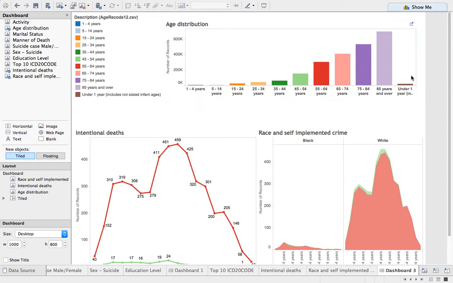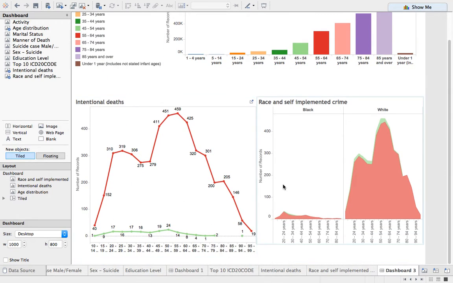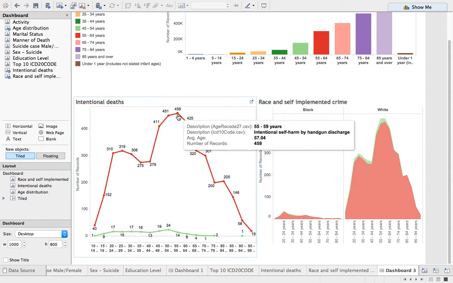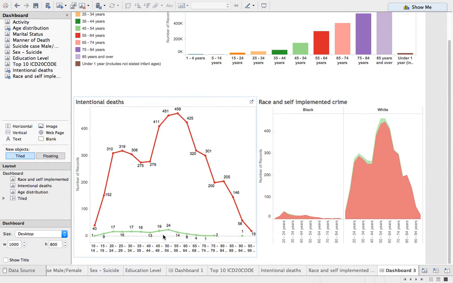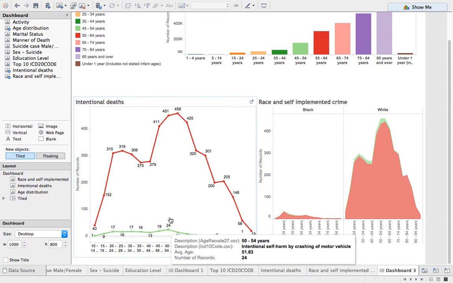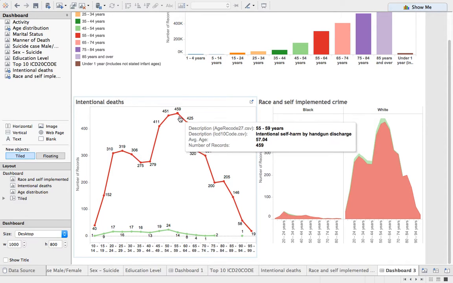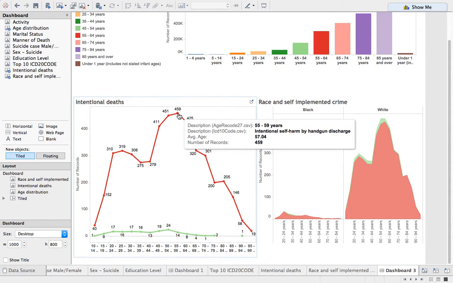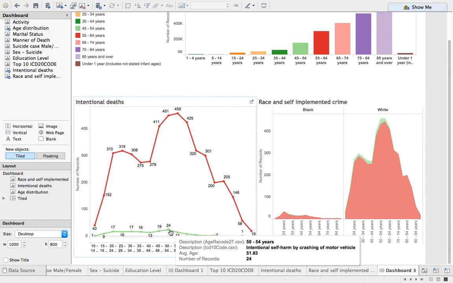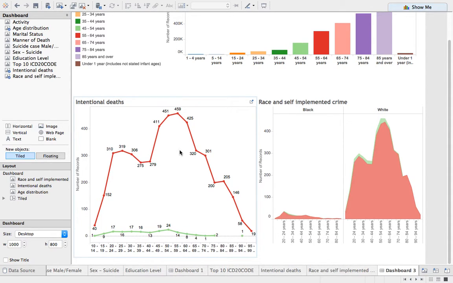We can see the age distribution here and the intentional death records. Intentional death records are recorded as self-harm by handgun discharge and self-harm by crashing a motor vehicle. Intentional death by handgun has the highest number of records, and the mean age is 55 to 59 years, while for crashing of a motor vehicle it's 50 to 54 years. So it's almost in the 50 to 60 region for the mean age.